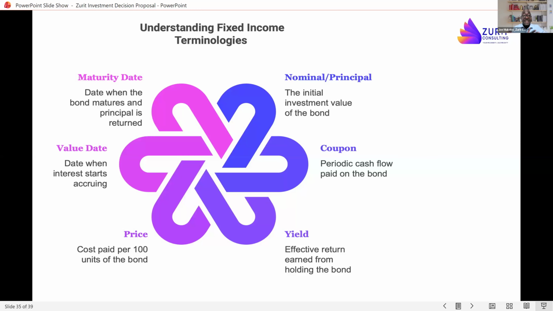For example, value date. That is the date when your interest starts accruing. They will tell you something like nominal or principal. That is the initial amount of money, your capital that you've put in. Maturity date, when that fixed income tool or investment is ready for harvest, it comes back, and your investment comes back. Then the yield, which is the kind of return expected upon this. So those are very important terminologies for you to understand.